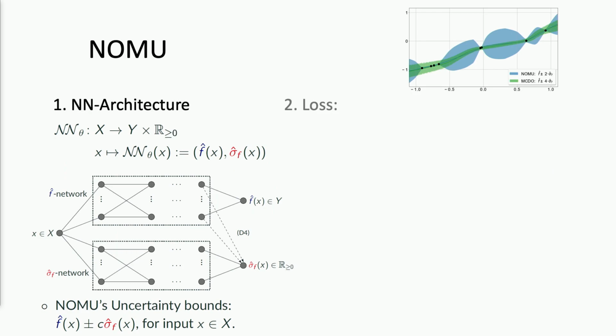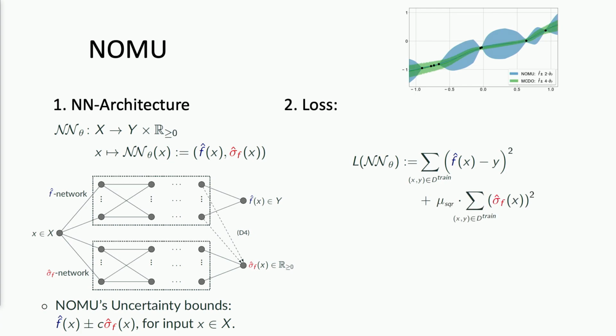Okay, how does our method work? We have an architecture with 2 outputs. One explicitly models the mean, and the other one models the uncertainty. And then upper and lower uncertainty bounds can be obtained by adding or subtracting the uncertainty to the mean. And then we have a loss function, which just in a very classical way fits the mean through the data.